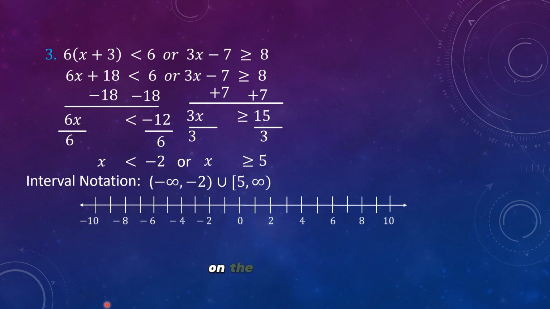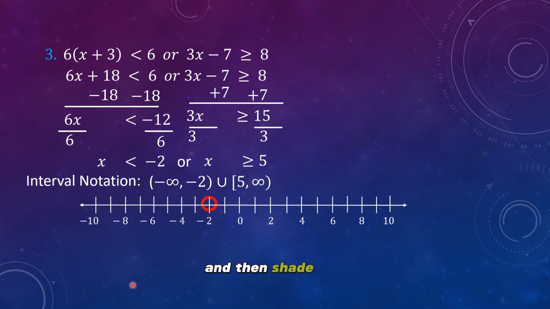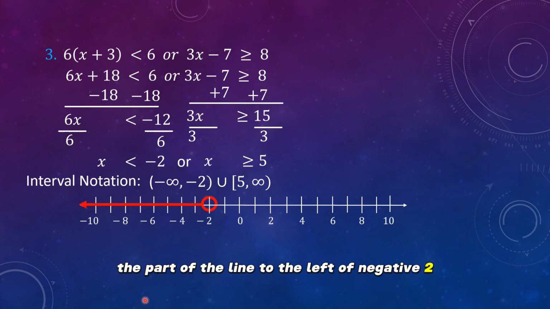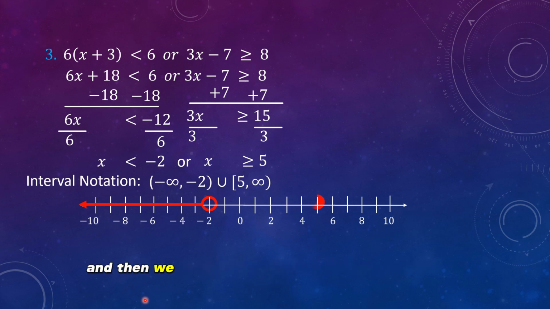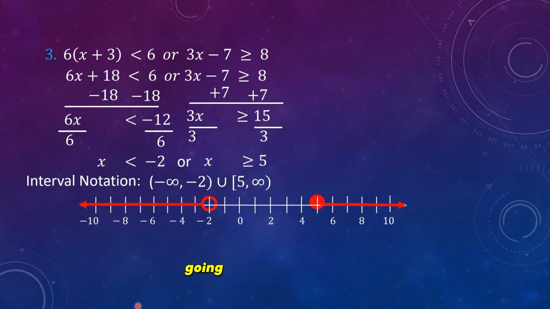Let us graph this on the number line. We are going to draw an open circle at negative 2 and then shade this part of the line to the left of negative 2 going to negative infinity. And then we are going to draw a closed circle at 5 and then shade this part of the line to the right of 5 going to positive infinity.